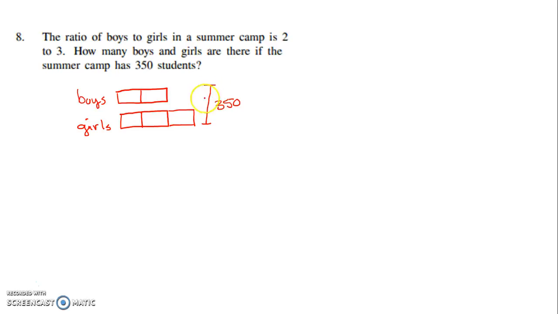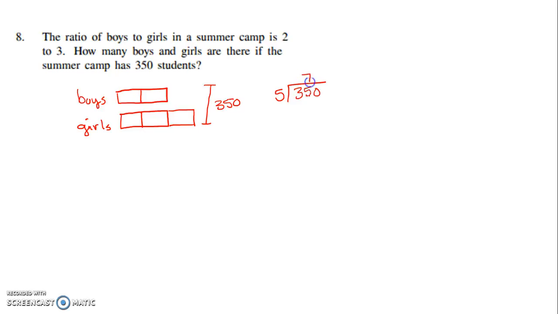So we say, okay, we got to take those 350 students and divide them up into boys and girls. Well, what total do we have in the number of boxes between boys and girls? We have 5 boxes total. So you would take your 350 and just divide it by 5, and that would tell us how many students are in each part in the ratio for 2 to 3, because there's 5 total.